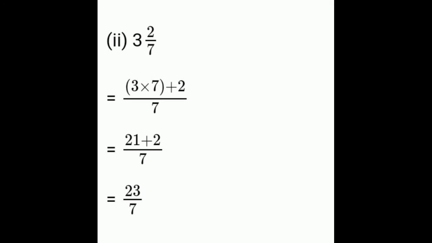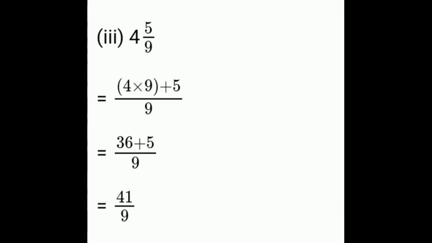One more example, 3 whole 2 by 7. Here 3 will be multiplied with 7 as per the formula, then it will be added to the numerator. Now 3 into 7 is 21, plus 2 is 23. So the answer will be 23 by 7. There are a few other examples also I'm giving you, just look at them.